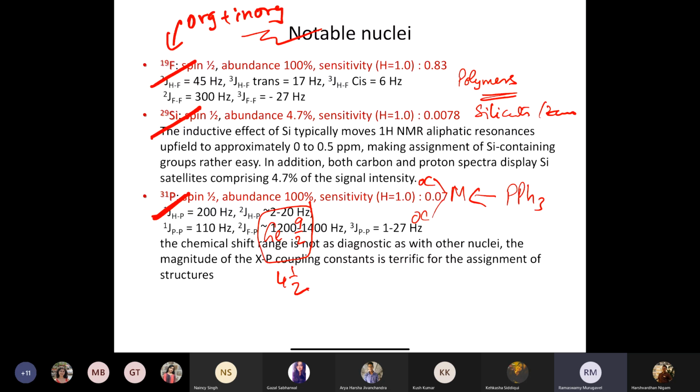Okay, so as you can see, they're all fairly good, 100% abundance. Sensitivity is 0.83 for this fluorine. This is for silicon, somewhat low abundance, but not so very bad sensitivity. 31 phosphorus, very high abundance, not very bad sensitivity. So these are some of the common ones. There are some uncommon ones.